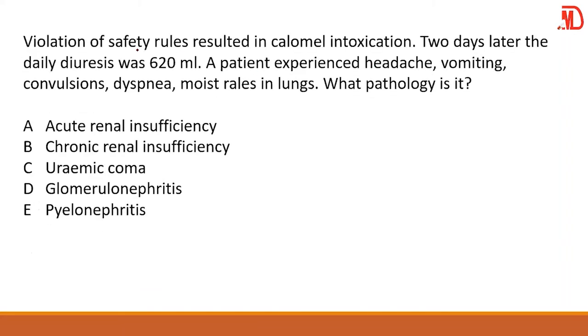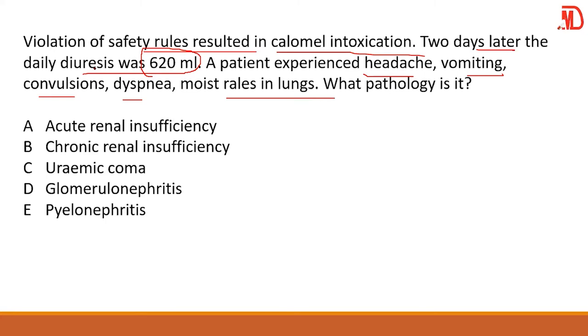All right. Violation of safety rules resulted in calomel intoxication. Two days later, daily diuresis was 620 mL. Patient experienced headache, vomiting, convulsion, dyspnea. What pathology is it? So when you're having diuresis that is this low, usually your normal diuresis is supposed to be about 800 mL to 2 liters in most people.